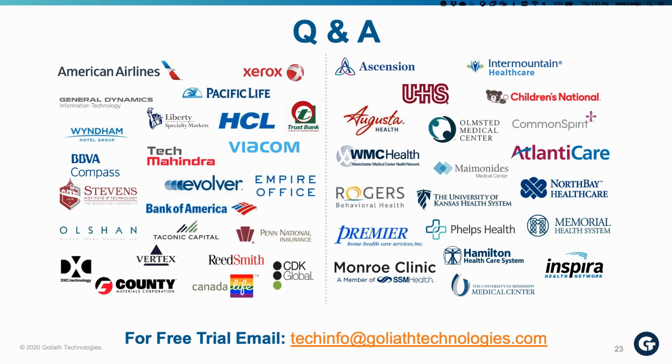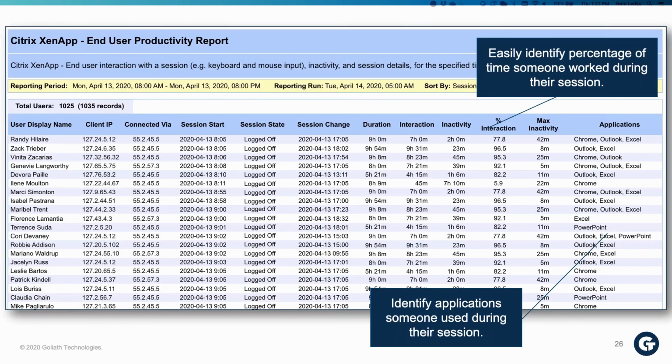Sure, absolutely. Let me pull one up here. I think this might be one that's helpful. Of course, as you can imagine, with users working remotely now, it's important for IT to understand how users are working, but also how this has affected the users and whether they are actually leveraging the tool. So here I pulled up the Citrix Virtual Apps end user productivity report.